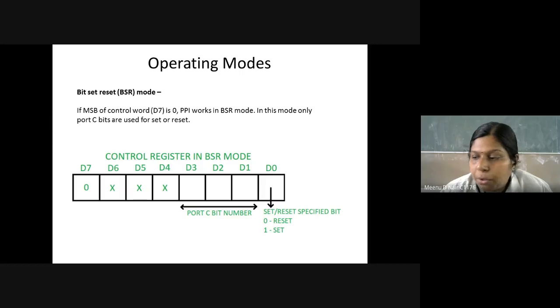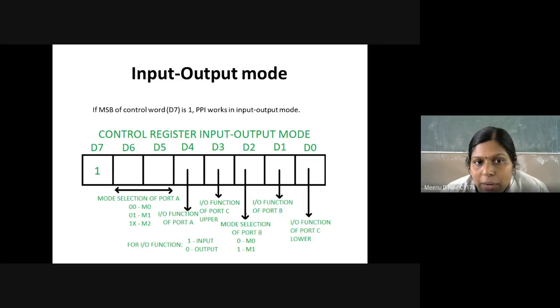Now what we are going to do is see the modes of operation. In these modes of operation, this is nothing but a control word. The operating modes are basically classified into 2. The first one is bit set or reset mode, BSR mode, and the second one is input output mode. This input output mode is further divided into 3, that is mode 0, mode 1 and mode 2, that we will see later.